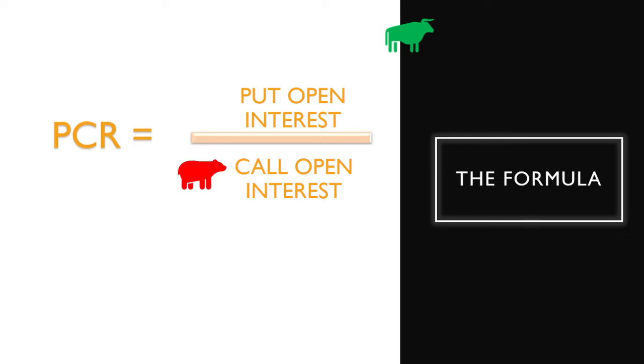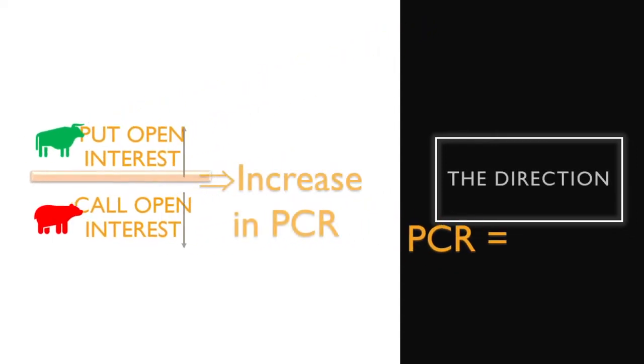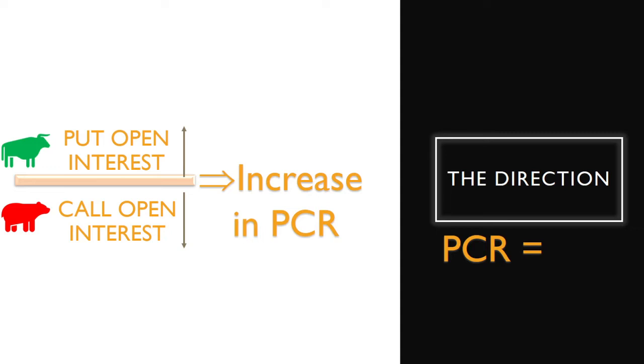If there is an increase in the call open interest, that means the call writers are getting more aggressive than the put writers, then the bearish character of the market should be intact. If there is an increase in the put open interest and simultaneously a decrease in the call open interest, that means there is more put writing and call unwinding, then there will be an increase in the PCR.